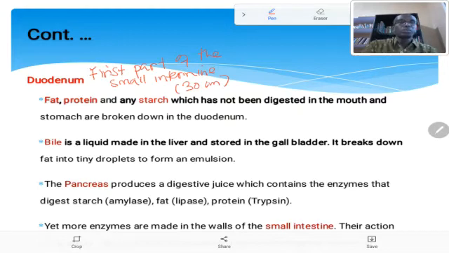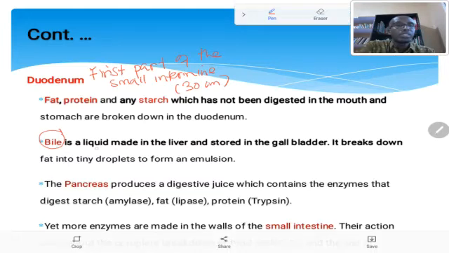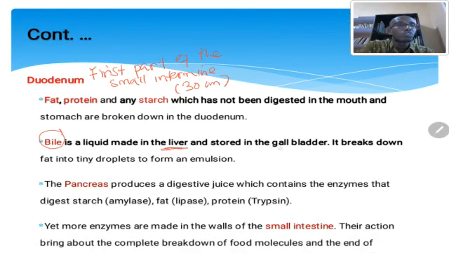Digestion of proteins, fats and starch, which have not been digested in the mouth and stomach, takes place in the duodenum. While the food reaches the duodenum, a number of substances are produced by the pancreas and the liver, which help the digestion of food in the duodenum. For example, bile. Bile is a liquid made in the liver and stored in the gallbladder. Bile is a greenish yellow liquid.